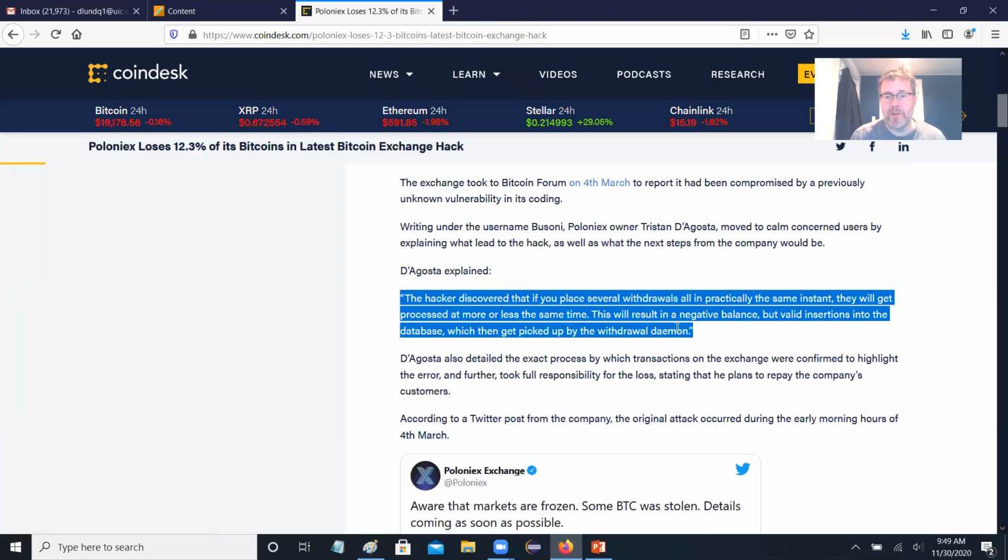And then eventually it gets checked, right? They get picked up by the withdrawal daemon. So yes, for a little while you have a negative balance, but all the transactions have already gone through and they've already sent you the Bitcoin, and it's just too late to recover from it. So that is a serious problem.